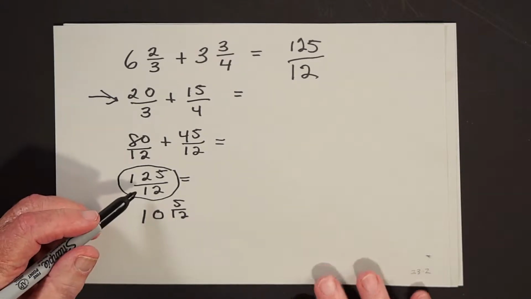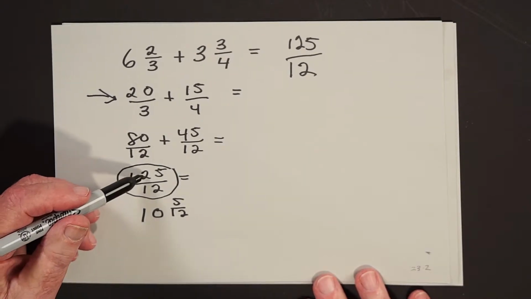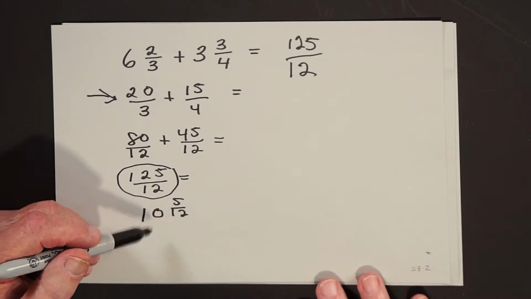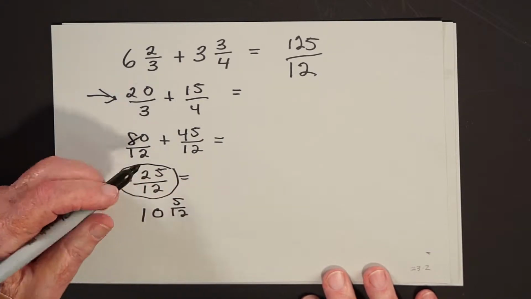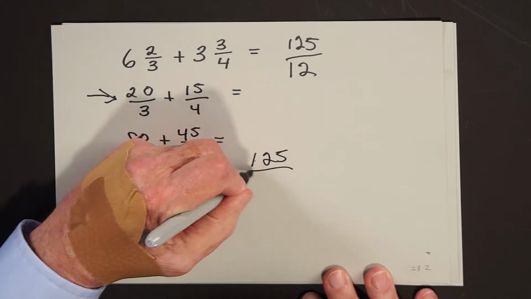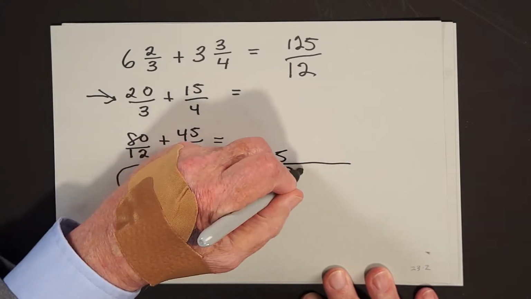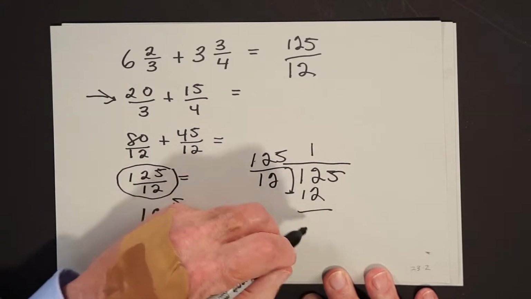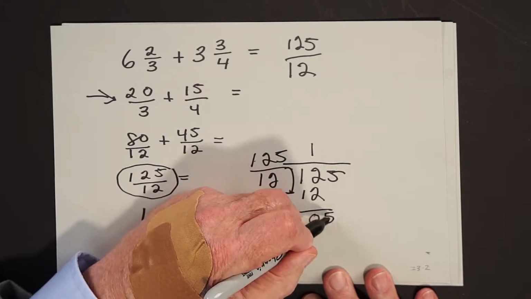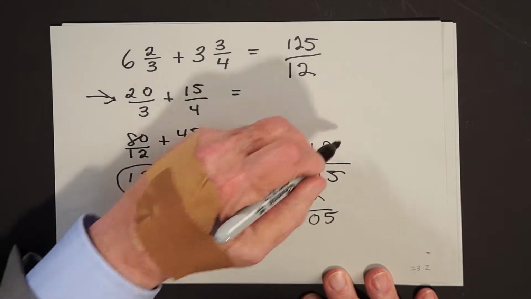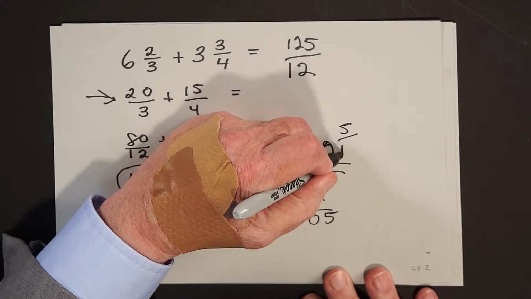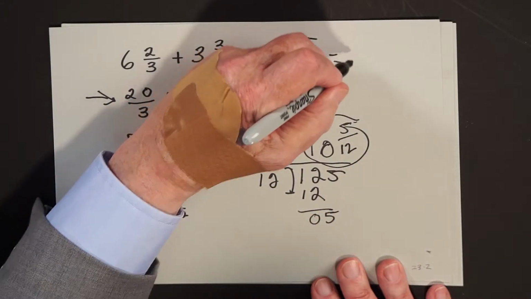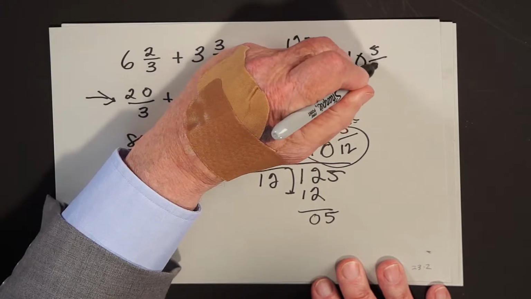So what do I have to do now? In the previous lesson, we also learned how to convert an improper fraction into a mixed number. How do we do that? We take the 125 over 12 and bring the numerator down. 12 goes into 12 once. There's no remainder. You bring down the 5. 12 goes into 5 0 times with a remainder of 5. 5 what? 5 of what it takes 12 of. And so the answer is 10 5/12.